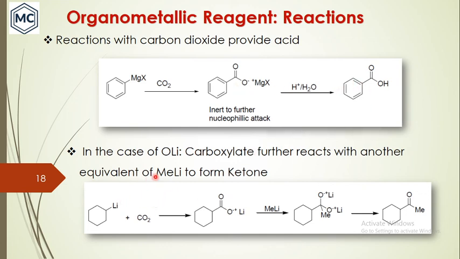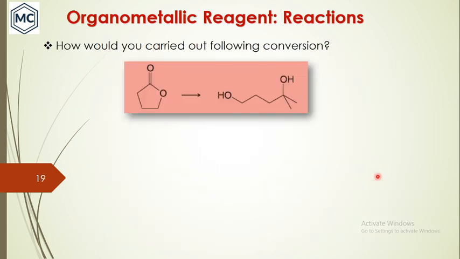But there is a difference in the case of organolithium compounds. Here the organolithium is more reactive than the organomagnesium compound. So the initial complex formed will further react with another equivalent of organolithium, and it forms a ketone like this. So there is some difference in these two compounds. So I am giving one assignment. How would you carry out the following conversion by using an organometallic reaction?